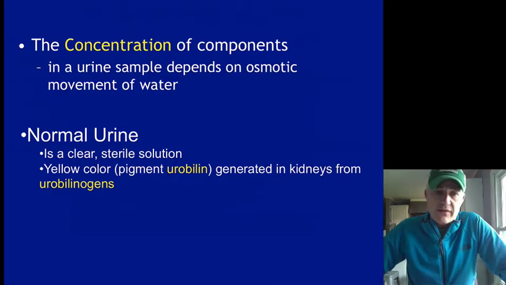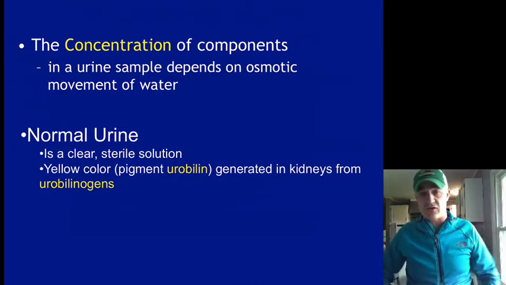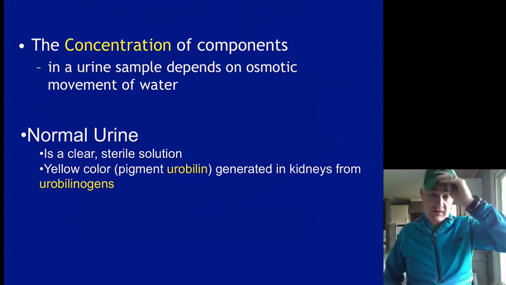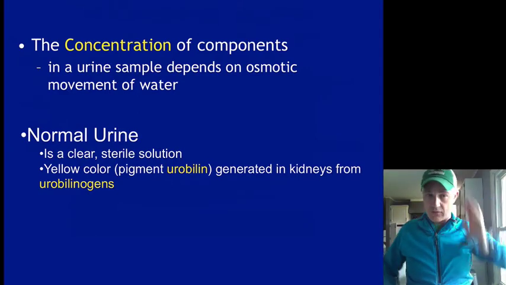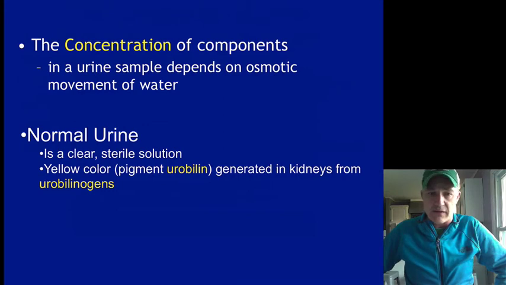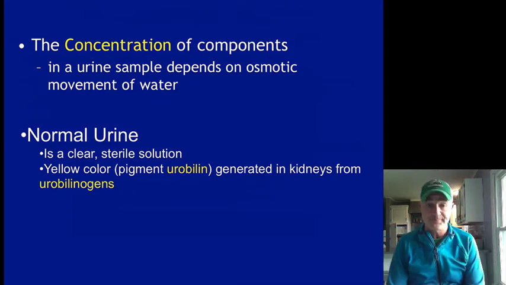Urine, compared to a lot of other body fluids, is a sterile solution, at least it should be if you don't have any type of infection. It's slightly yellow in color, partly from these urobilins, which are part of breaking down some of the byproducts of hemoglobin.